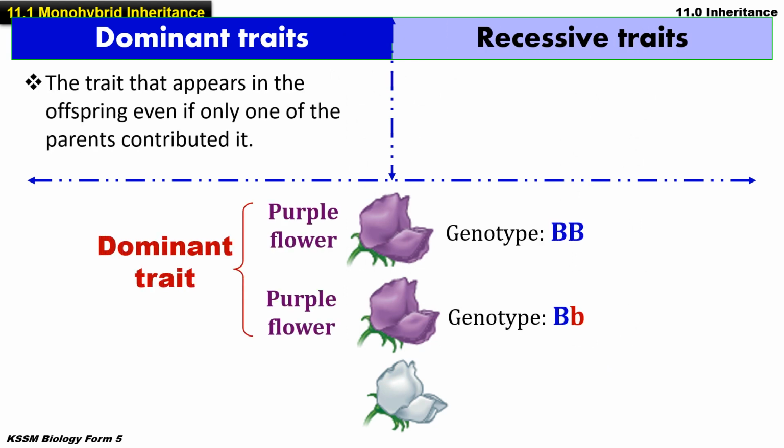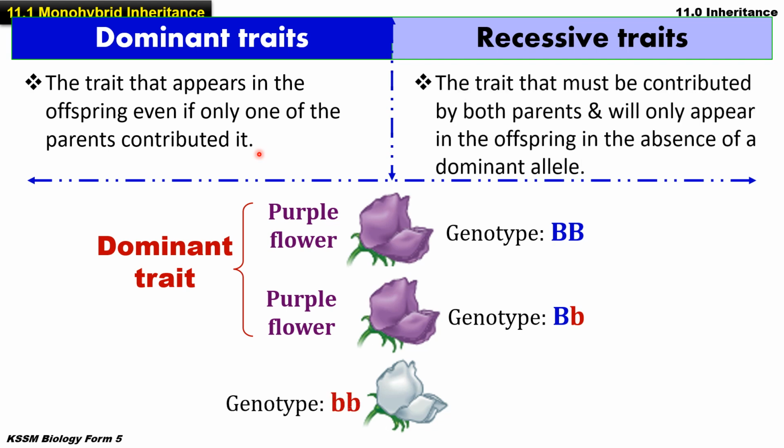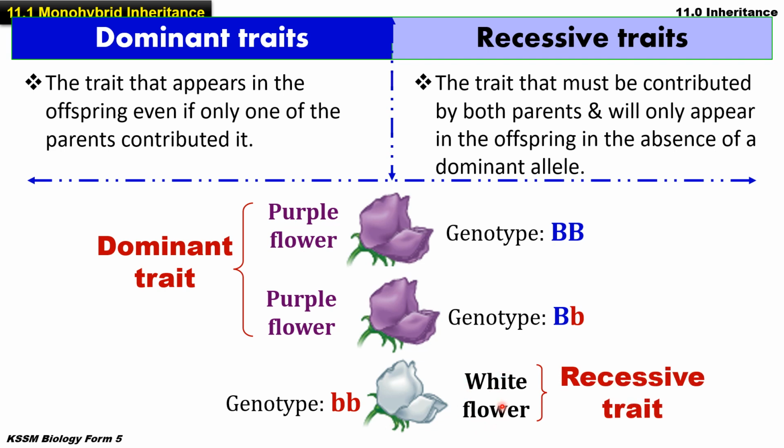Alright, tadi dominant allele. Sekarang ni dominant trait. Dominant trait is appear in the offspring even if only one of the parent contribute to it. Okay. Recessive trait ni dia mesti contribute by both parent. Okay. So, ini adalah dominant trait. And this white flower is recessive trait. Boleh? Okay, seterusnya.